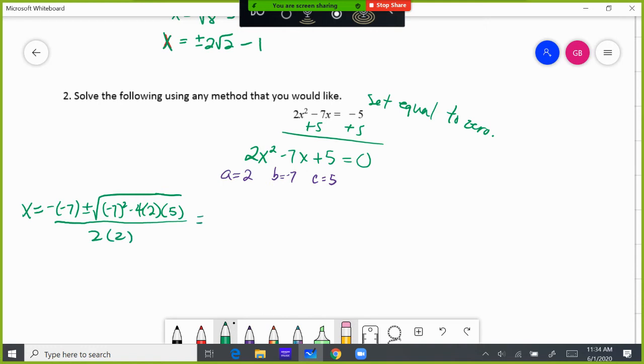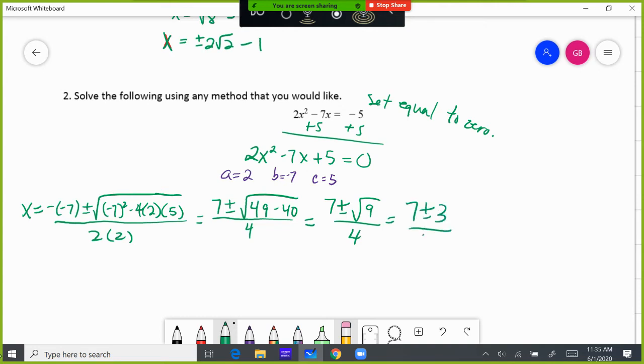Okay, make sure you use parentheses to avoid making mistakes. Now we're going to simplify, so this double negative at the beginning turns into +7. 49 minus 4 times 2 times 5, that's 40. Over 4. So 7 plus or minus the square root of 9 over 4, which is 7 plus or minus 3 over 4.